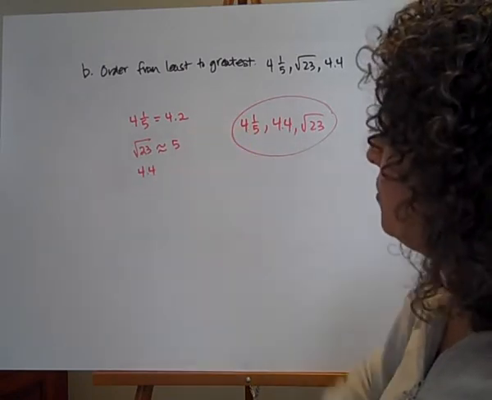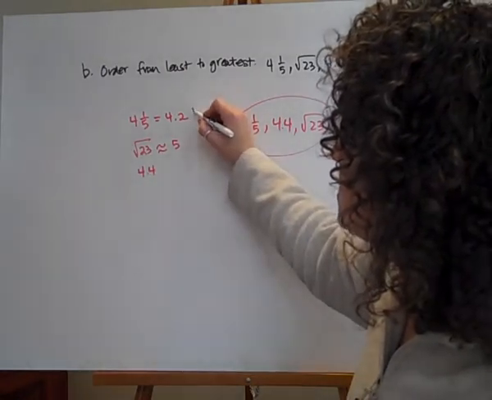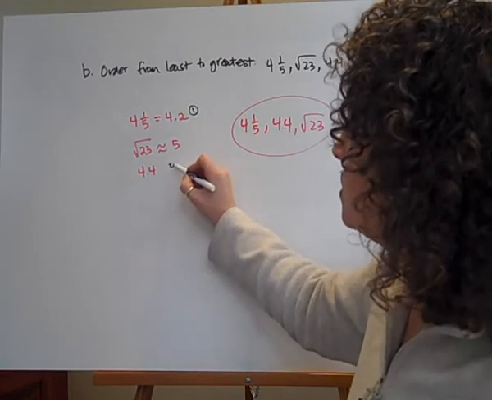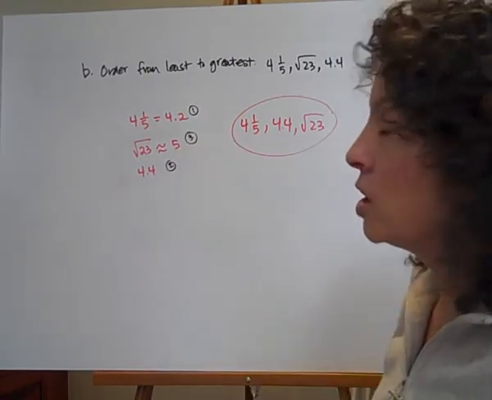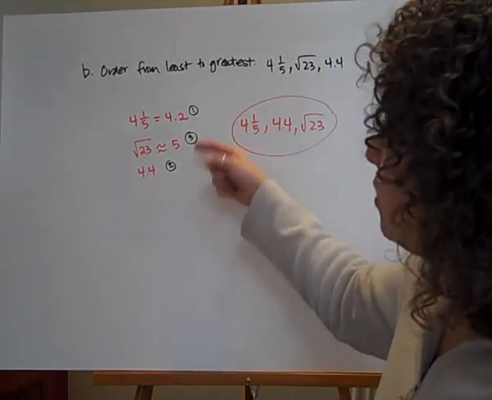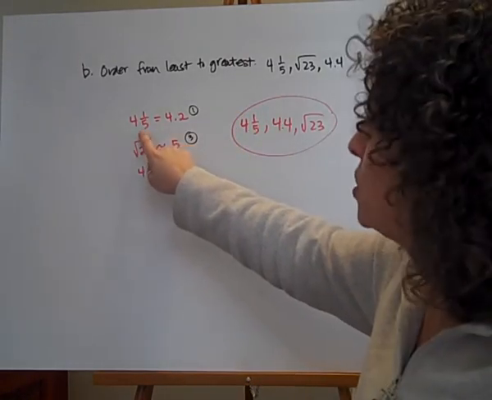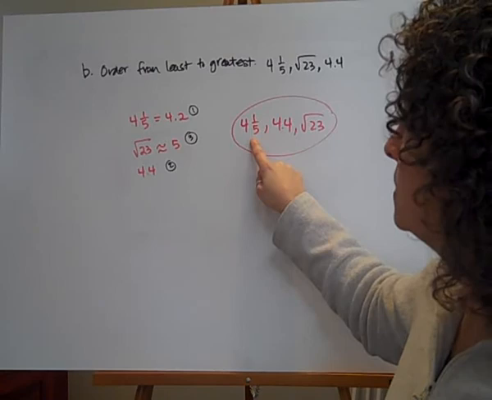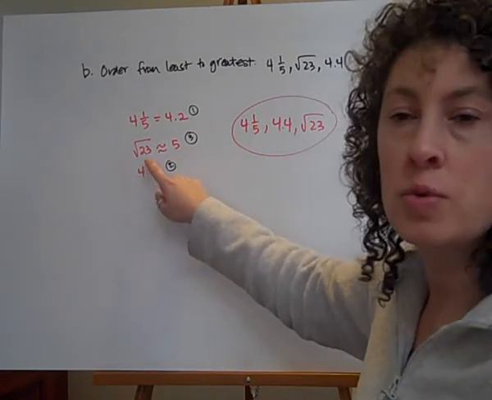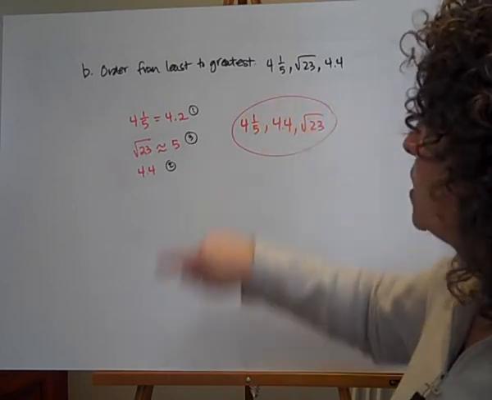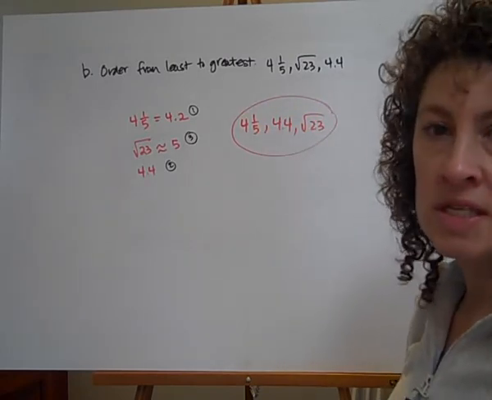As I go to put these in order, I see that this is the smallest one, and then here is my second smallest, the one in the middle, and then this is my largest number. So I'm going to put them in that order, but remember I'm going to use the original numbers. So 4 1/5 is the smallest, 4 4/10 is next, and then I'm going to finish off with the square root of 23. So here are those numbers ordered from least to greatest.